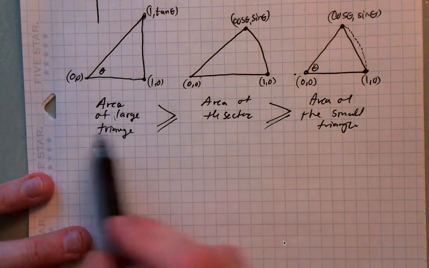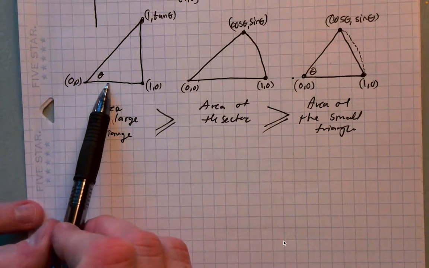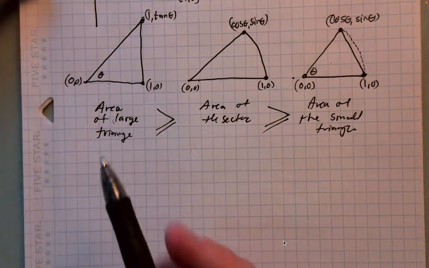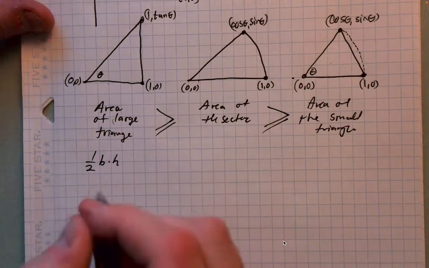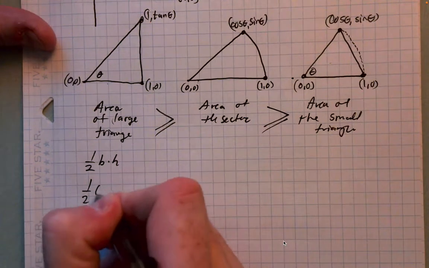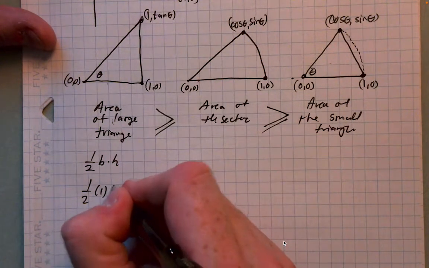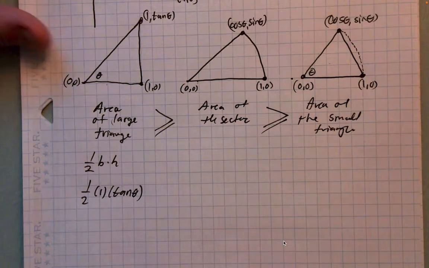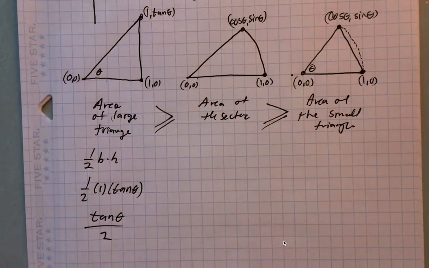So let's figure out what these areas are. The area of this one is just a right triangle, so one half base times height. What's the base? Well, the base is 1. And what's the height? It's tangent theta. So you could think of this one as tan theta over 2.